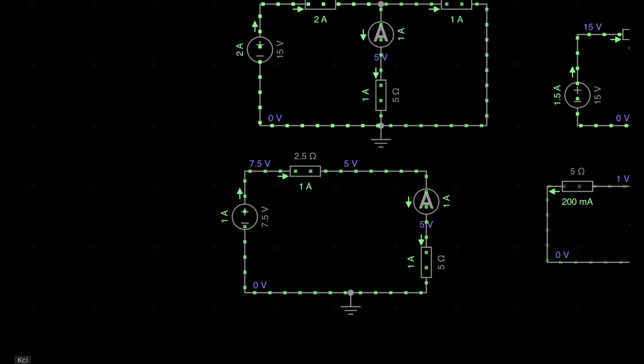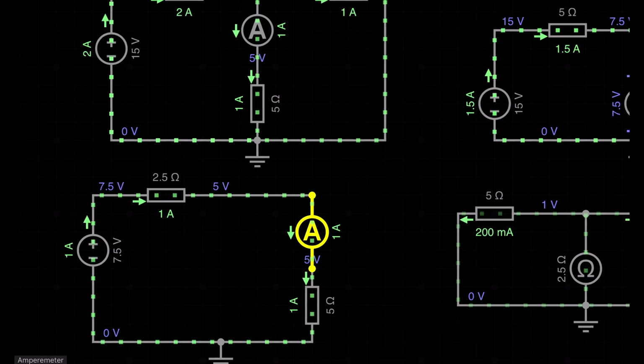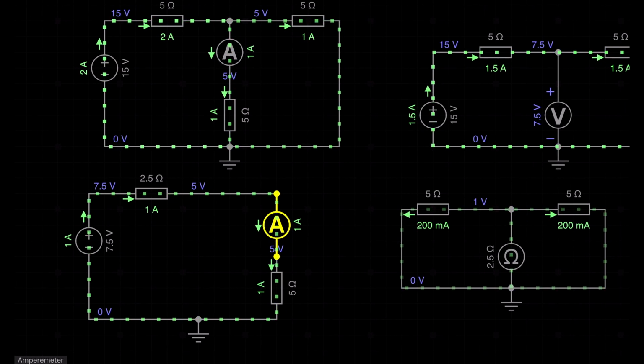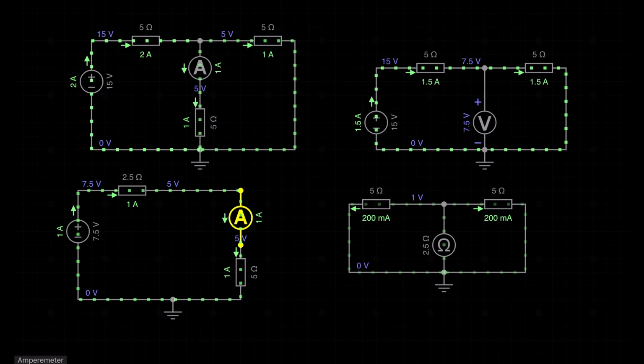That means this ammeter read 1 ampere, and this ammeter also read 1 ampere. So hence Thevenin's theorem is proved. I already showed you how to calculate the VTH, how to calculate the RTH, and replace these two by the equivalent circuit. And this equivalent circuit's load current is the same as the normal circuit's load current. So this is all about the Thevenin's theorem.